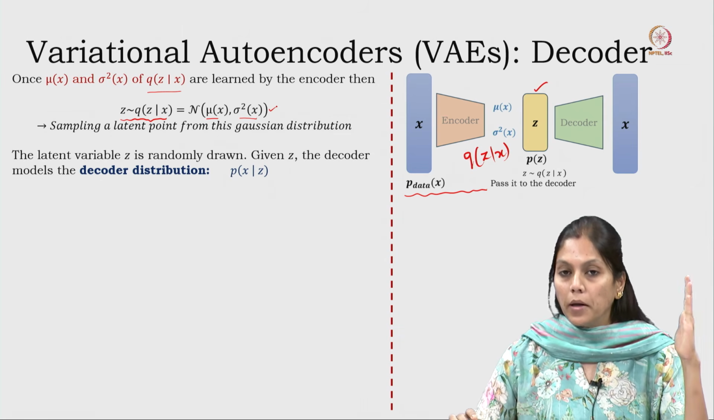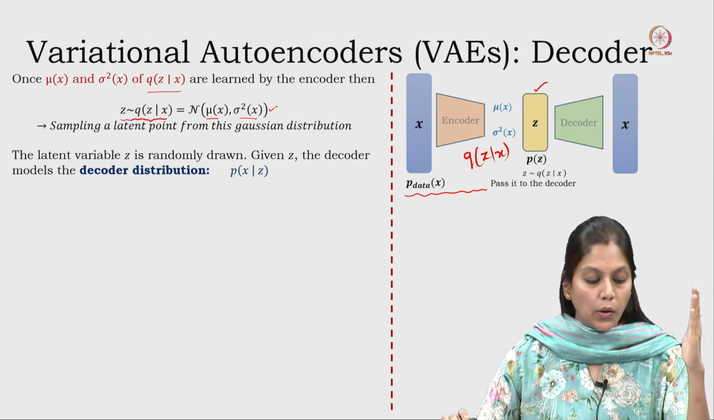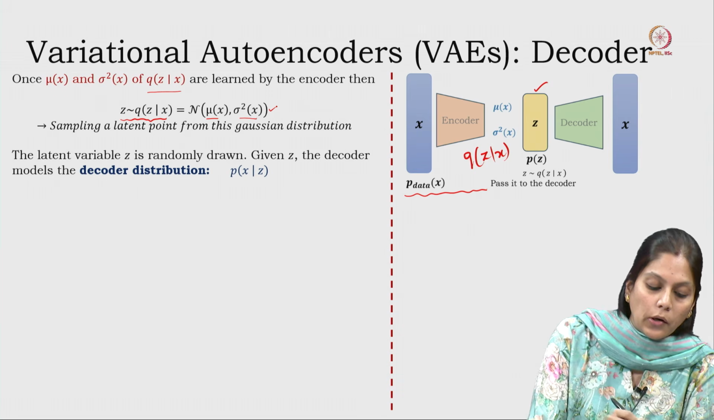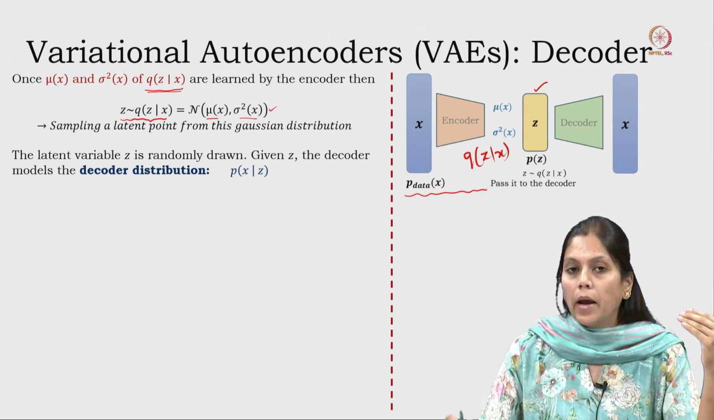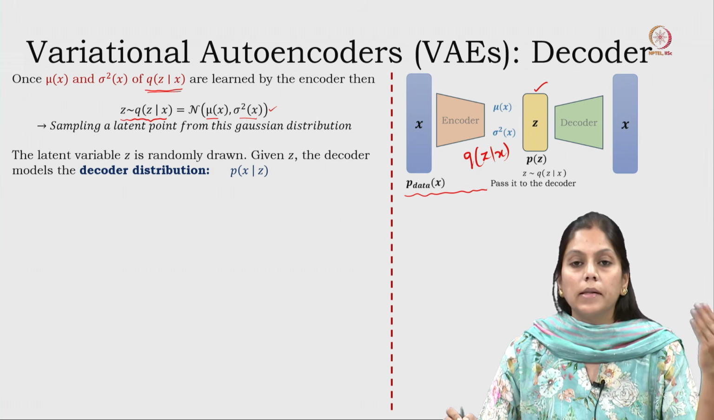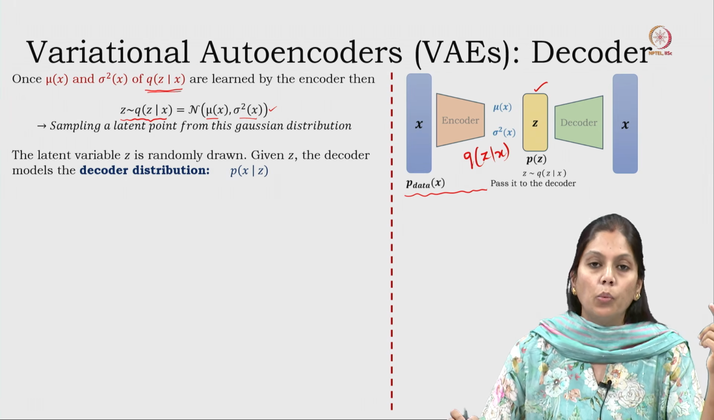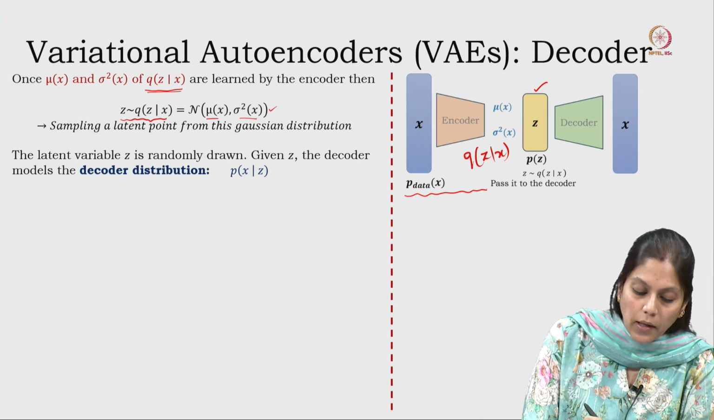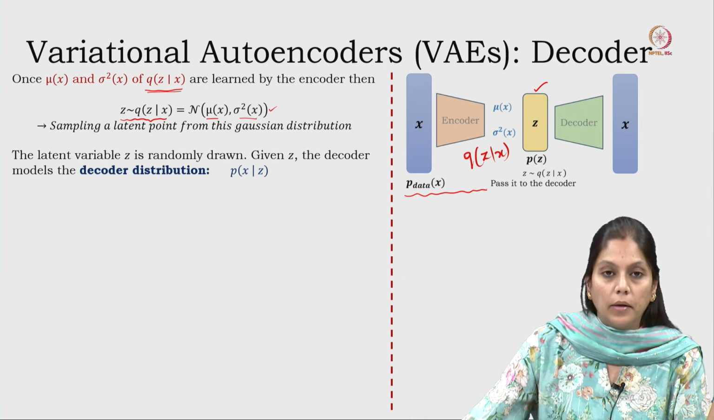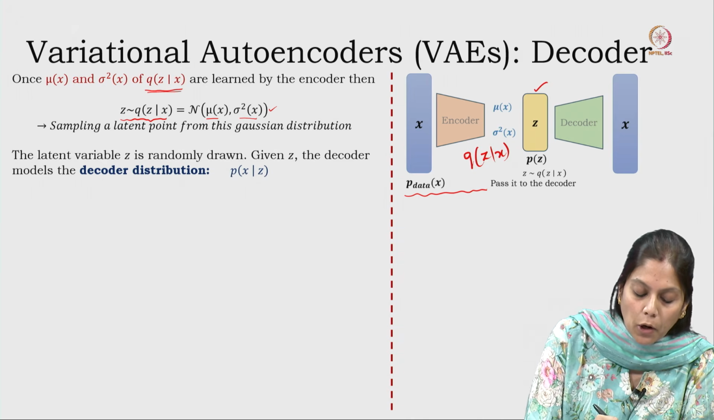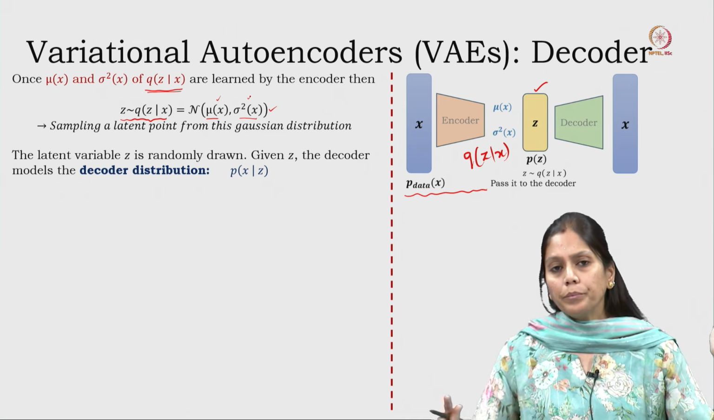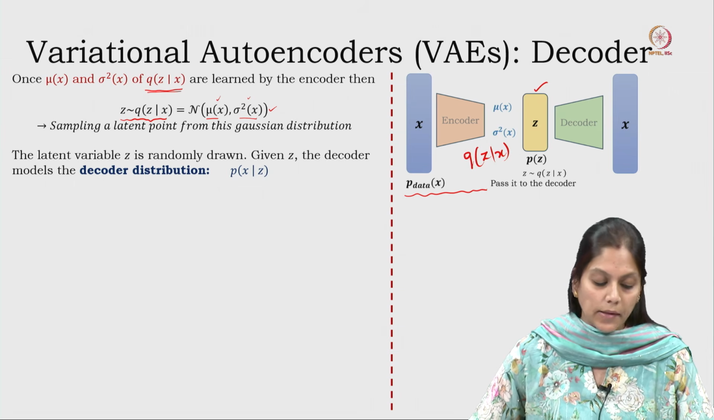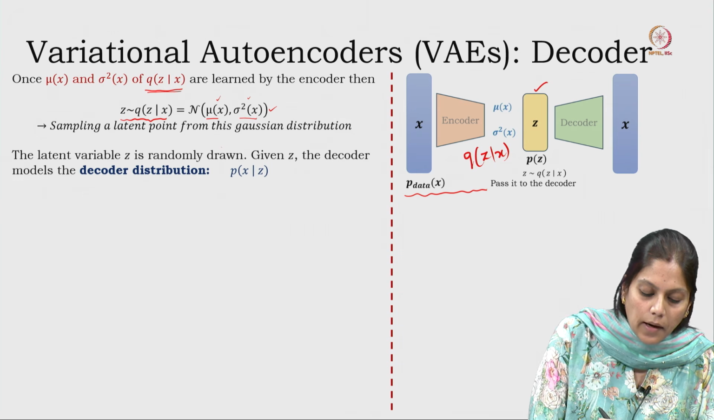So far, the input is passed to an encoder and the encoder gives us the mean and the variance of this particular distribution. Once we have this mean and variance, the next step is we have to get z. How are we obtaining z? z is sampled from this normal distribution, which has the properties mean and variance. Therefore, can we say that z is randomly drawn here? Yes, the latent variable z is randomly drawn.